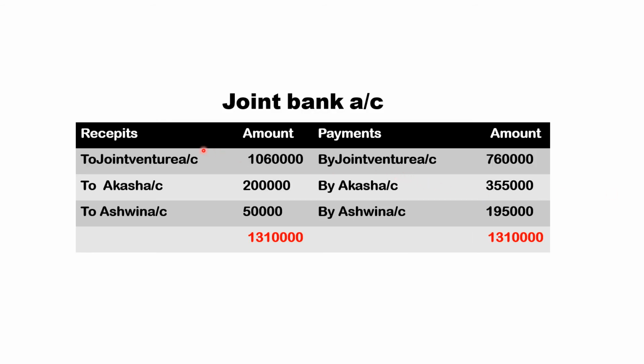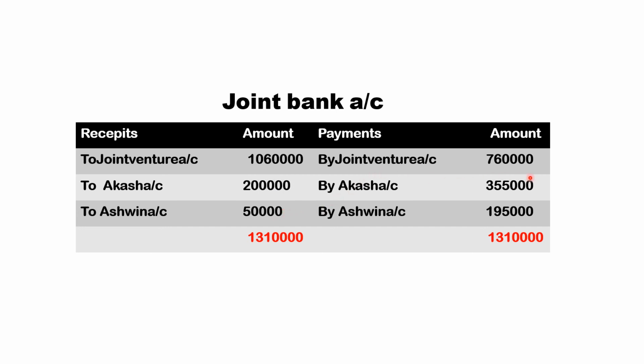Joint bank account, debit side indicates receipts, credit side indicates payment. To joint venture account 10,60,000. What is this 10,60,000? The sale price 10 lakh. Machinery sold 60,000. So we have recorded the contract price 10 lakh in the credit side of joint venture account, plus machinery sold 60,000. To Akash account, to Ashwin account 2,50,000 indicates the capital contributed by the partners.